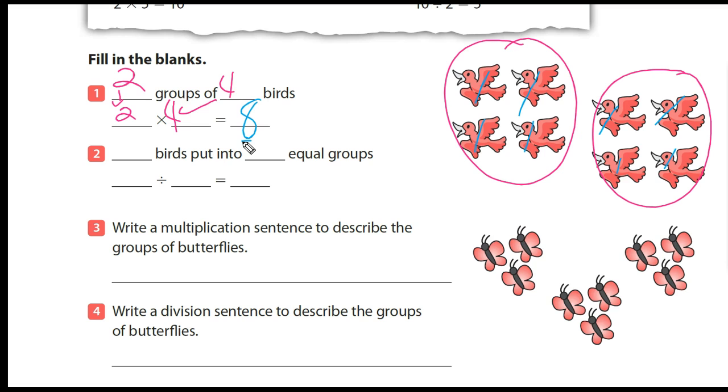Okay, I don't have 12, guys. I'm looking at the birds, not the butterflies. What is it? I have 8. Birds, 8 birds put into how many groups is that? 2. So now I have 8 divided by 2 is, okay, 8 divided by 2. 4. Okay, divided by, this is a division sign. This is not multiplication right here.